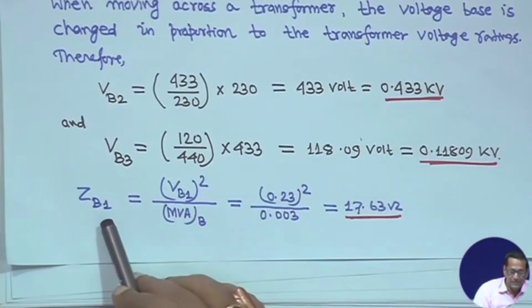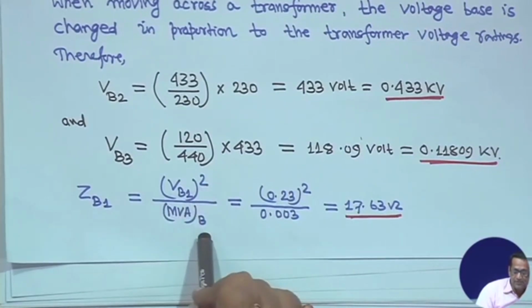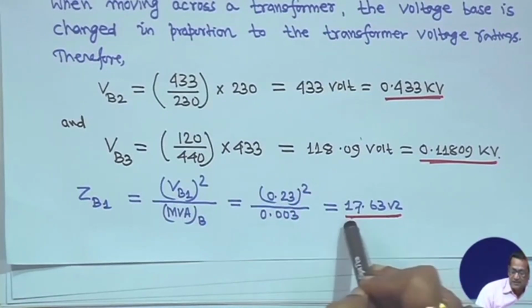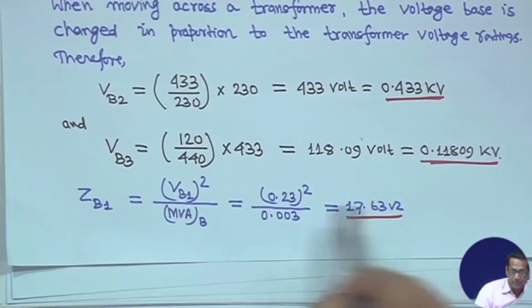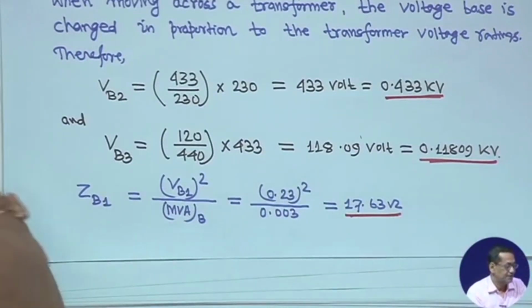Similarly, now for section 1, ZB1, the base impedance, is equal to VB1 square upon MVA base, that is 0.23 square upon 0.003, that is 17.63 ohm. This is the base impedance for section 1 of that diagram, right.